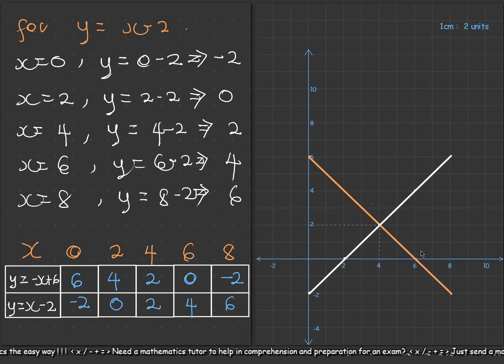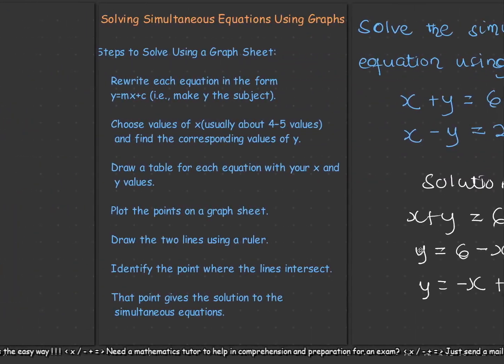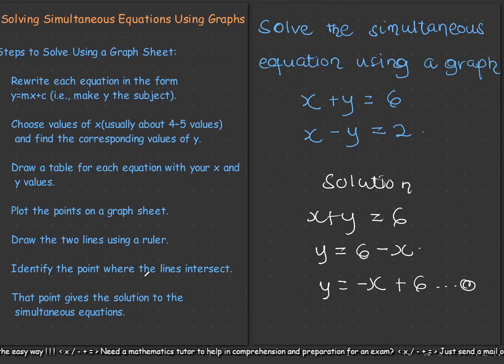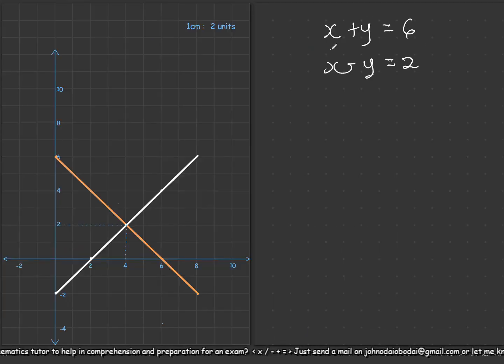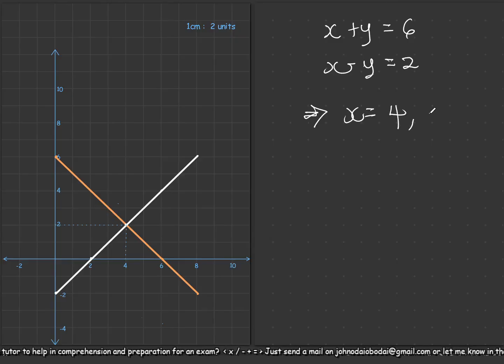Let's go to our instructions and then see what we do with that point. It says, identify where the lines intersect. That point gives you the solution to the simultaneous equation. So it simply means that the solution to our simultaneous equation, which were given as x plus y equals 6, and then x minus y equals 2, these equations, the solution is then what? X equals 4, and then your y is equal to what? 2. That is the solution.